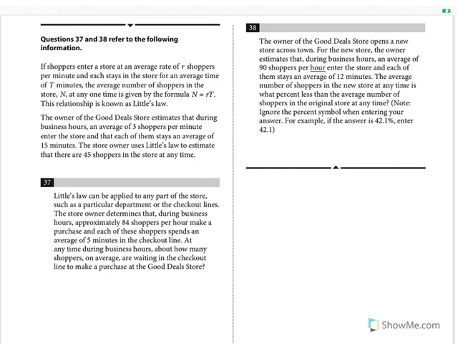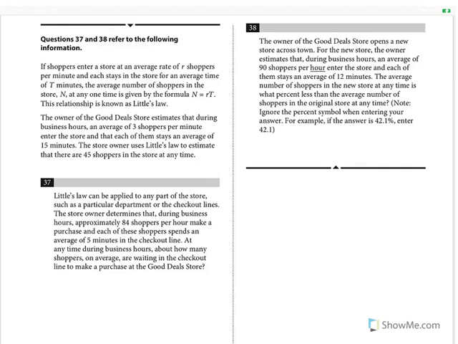The store owner determines that during business hours, approximately 84 shoppers per hour make a purchase, and each of these shoppers spends an average of 5 minutes in the checkout line. At any time during business hours, about how many shoppers on average are waiting in the checkout line to make a purchase at the Good Deal store? All right, a lot of wording there, so let's go ahead and get into this.